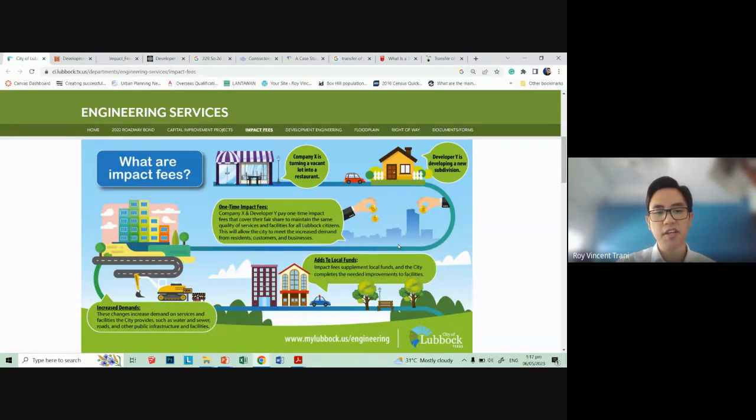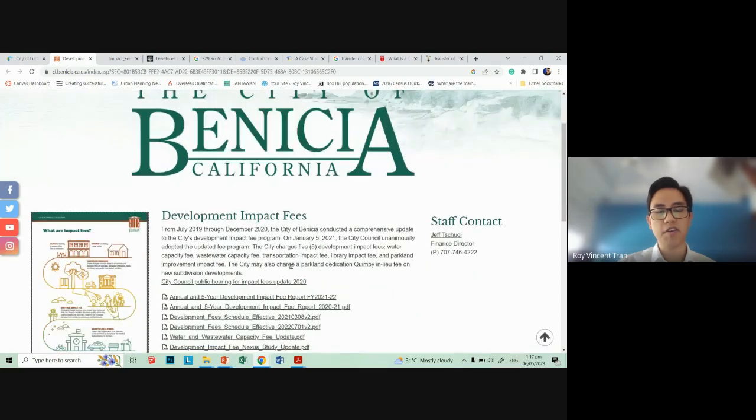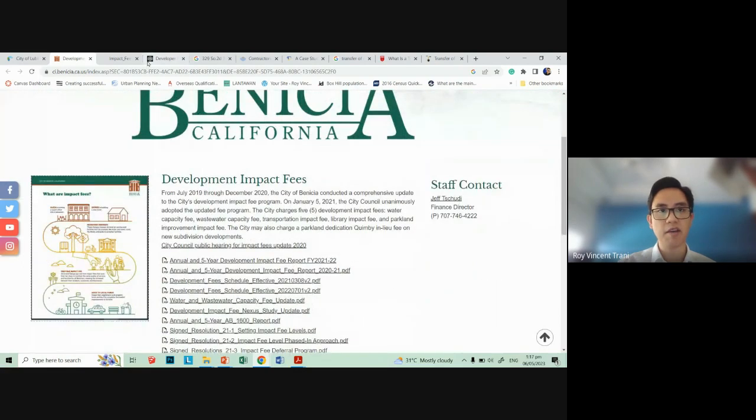So these changes increase demand on services and facilities that the city provides, such as water, sewer, roads, and other public infrastructure and facilities. And then these fees also add to local funds that the government can then use to improve even other public infrastructure. Another example here is the California development impact fees. So these are all established already.